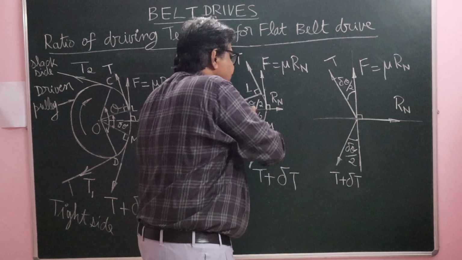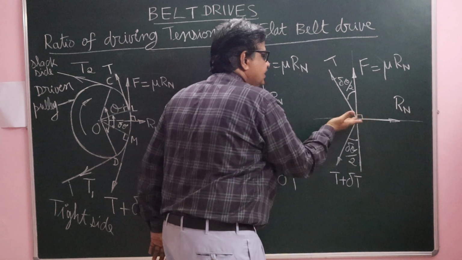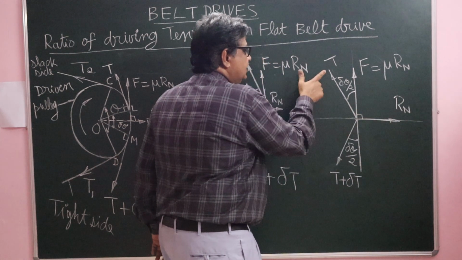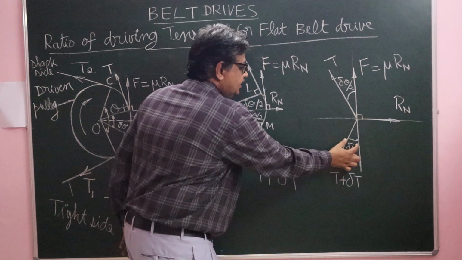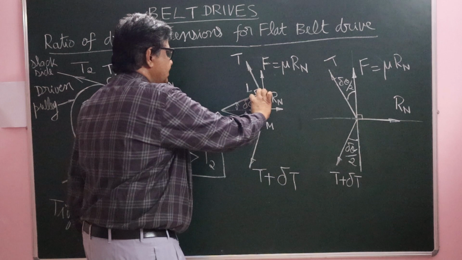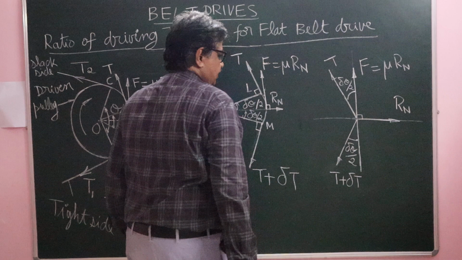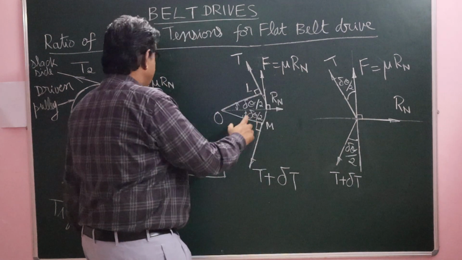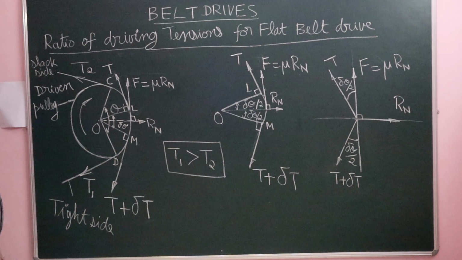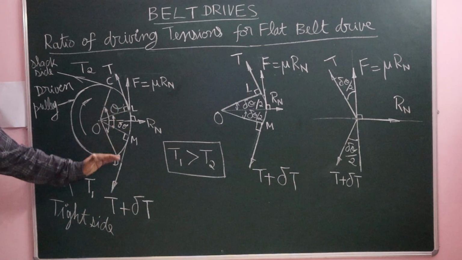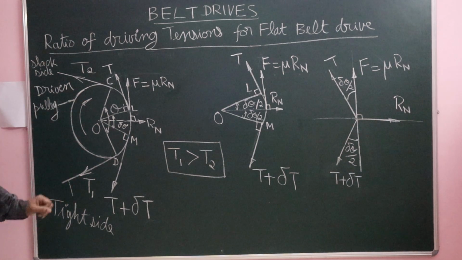Now how do I superimpose these forces in the coordinate system, right? This is the force of friction F, this is the normal reaction Rn, this is the tension T plus del T. This angle is del theta by 2, because this is del theta by 2, this is del theta by 2. So these are all the forces acting on the small portion of the belt, right? We have to find the ratio of the driving tensions, that is, driving tensions T1 and T2. We'll see.